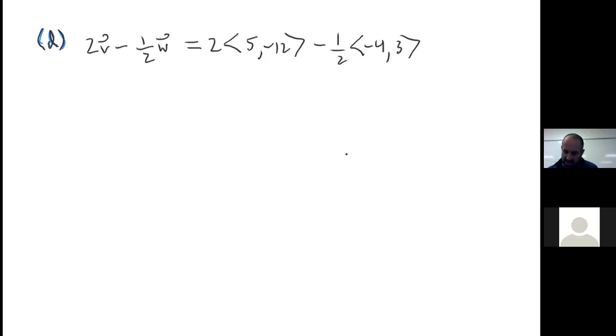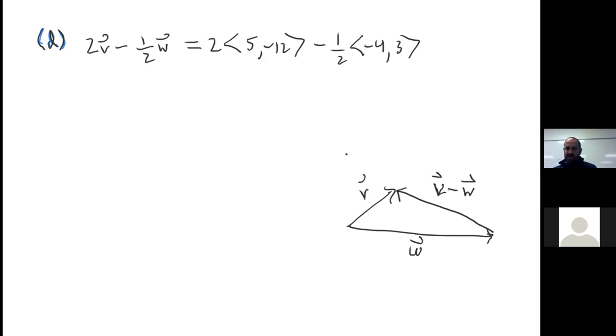I mean, you may recall that if this is V and this is W, then V minus W is like right here. So this is V minus W, yeah? It's like the third side of that triangle, if you will. And if I take twice V, it's going to stretch out the one side, and 1/2 W, it's going to stretch out the other side. So, I mean, I could try to draw this picture.